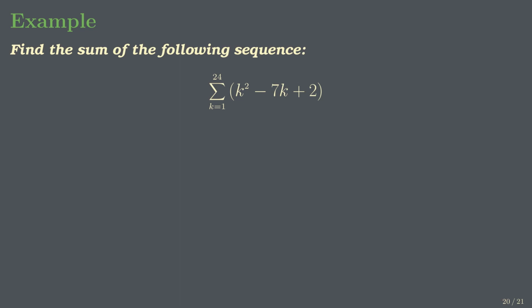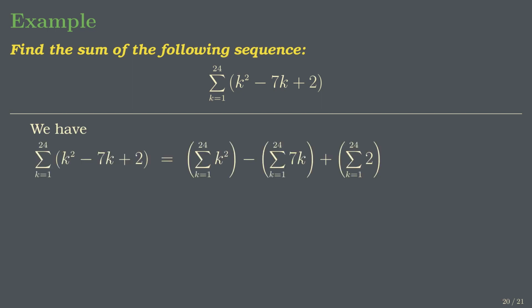Okay, so now let's take a look at an example. Assume that we have to find the sum of the following sequence. The sequence is ak equals k squared minus 7 times k plus 2, right? Here you need to find the summation of those terms where k runs from 1 to 24, or equivalently you have to find the sum of the first 24 terms of the sequence. We are using the properties that we already introduced. This might be easy to see.